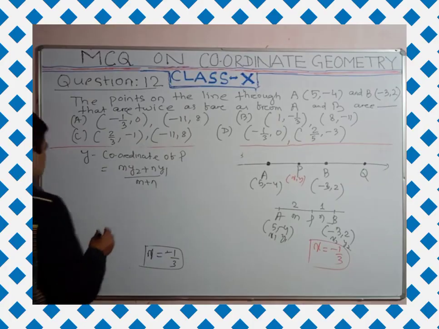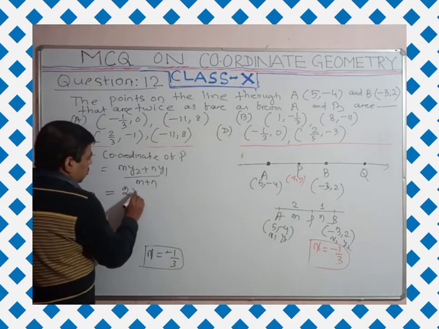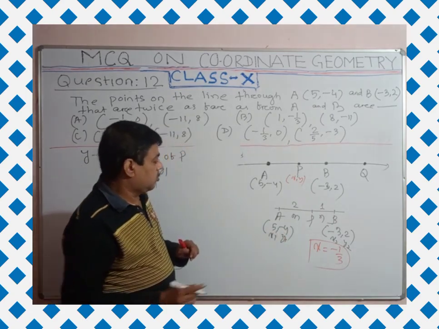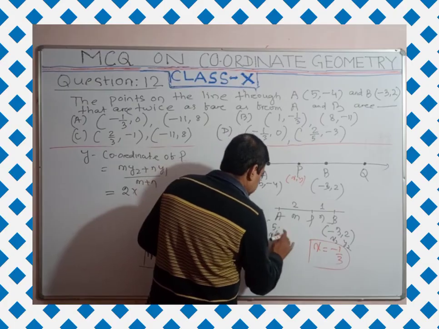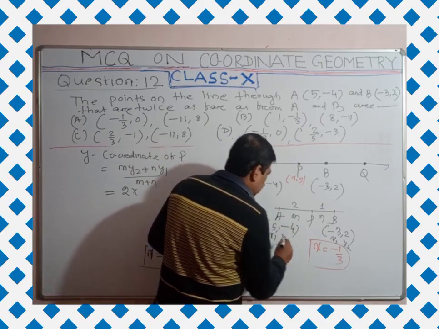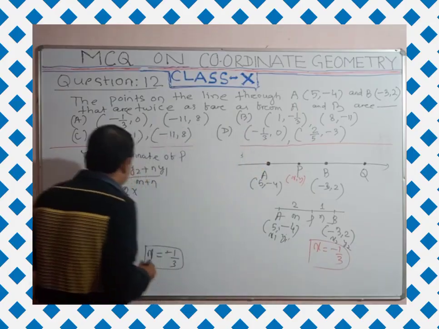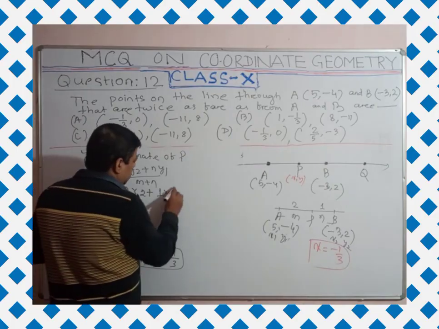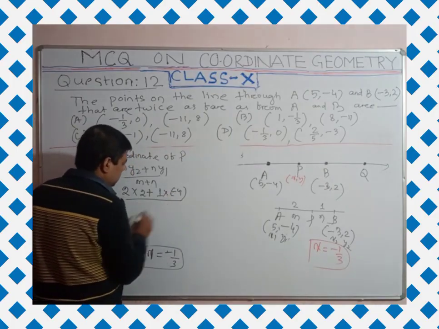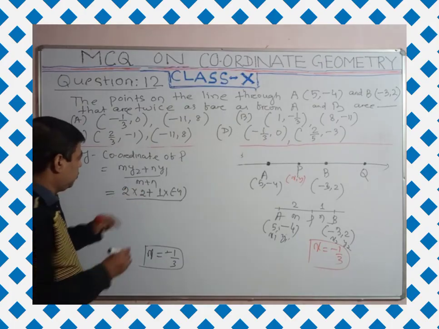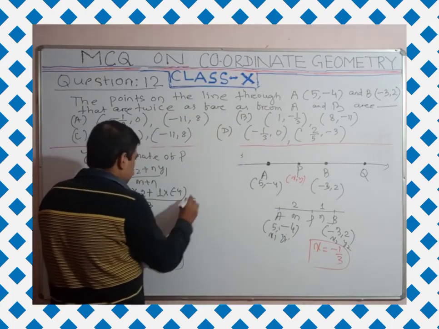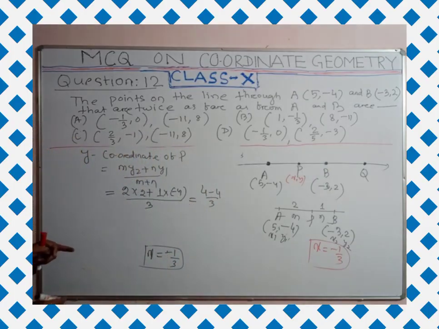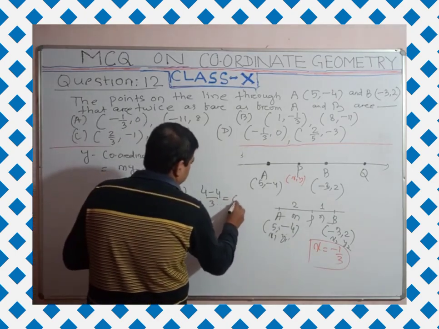So that is equal to, here the value of m is 2 into y2 value 2, plus n value 1 into y1, which is minus 4. Write properly, minus 4. So y value is 2 into 2 plus 1 into minus 4 divided by 2 plus 1, which is 3. So 4 minus 4 by 3 is equal to 0. That value is coming 0.